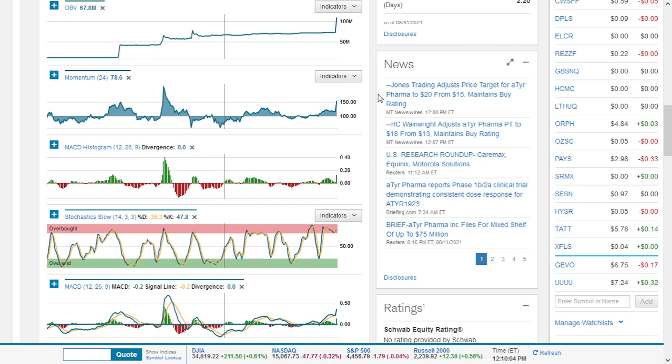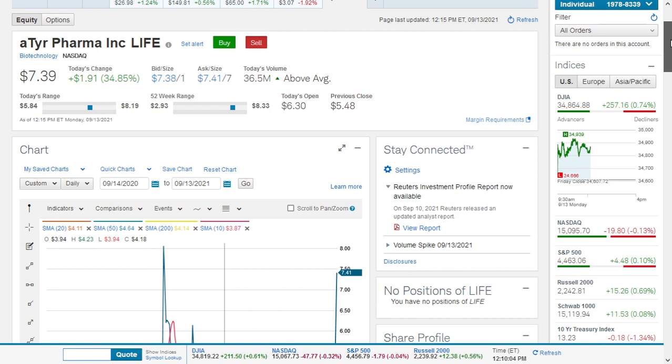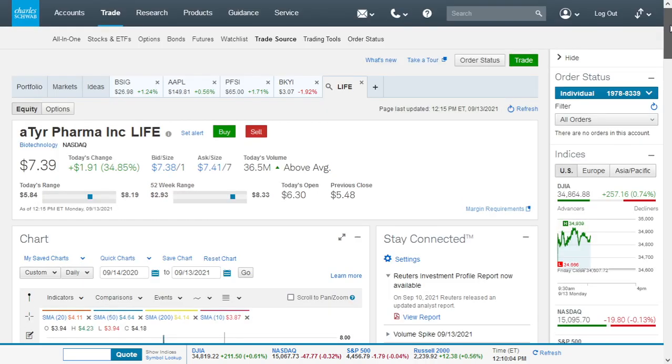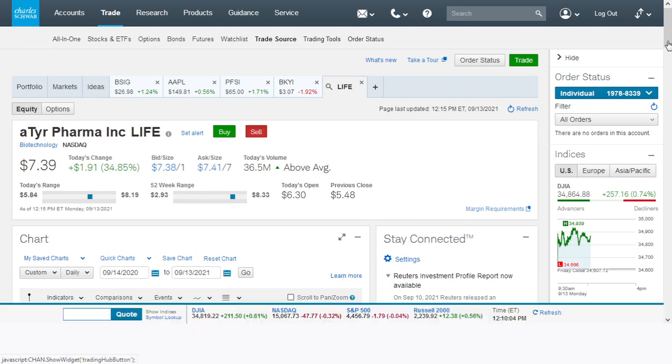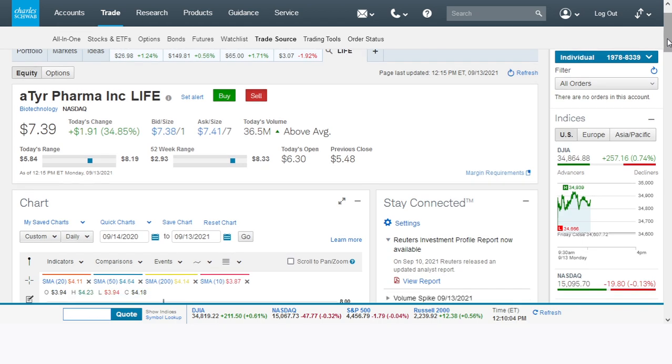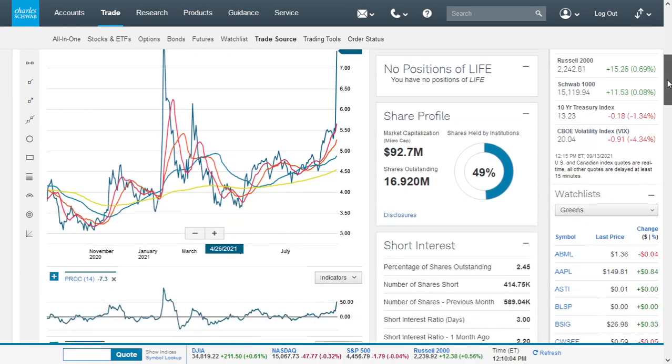So Jones Trading adjusts its price target for the stock to $20 from $15, maintains buy rating. HC Wainwright adjusts price target for LIFE stock to $18 from $13, maintains buy rating. So the stock is currently trading at $7.39. It still has up to 100% to reach, even with this extension we're looking at right now. It still has up to 100% to achieve those price targets, even way more than that. So it's trading at a discount to those price targets.